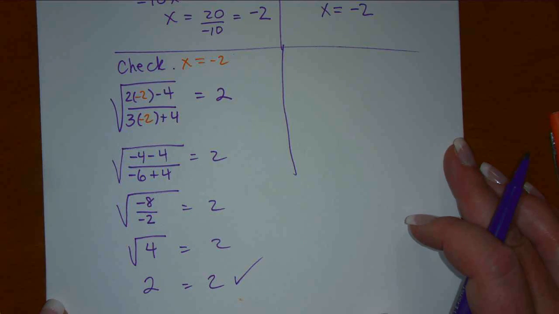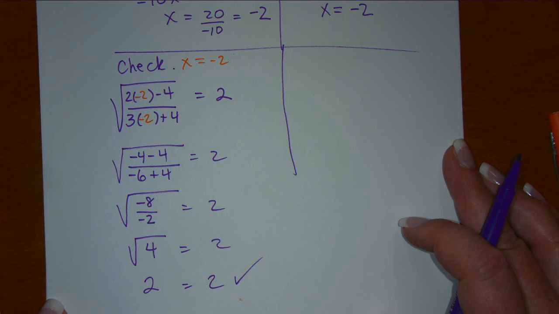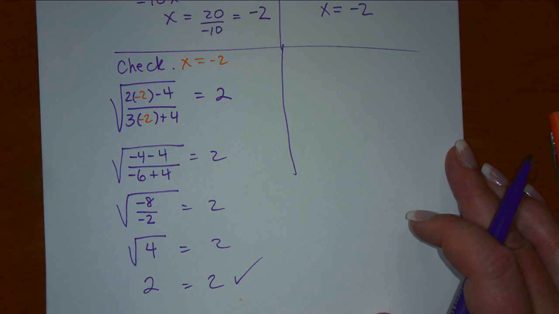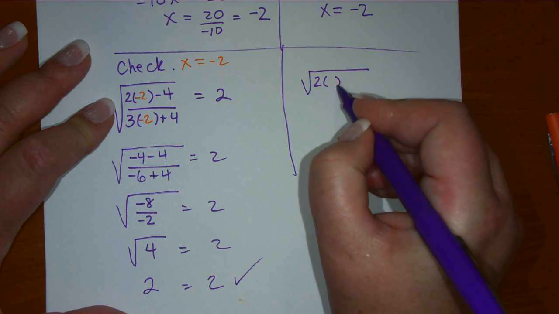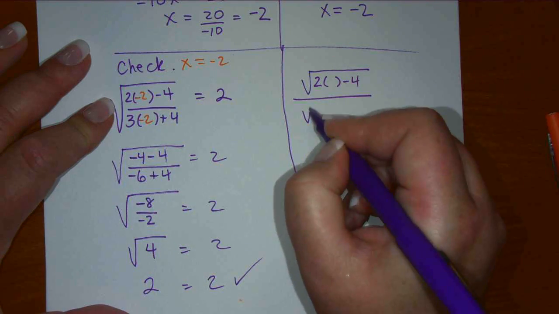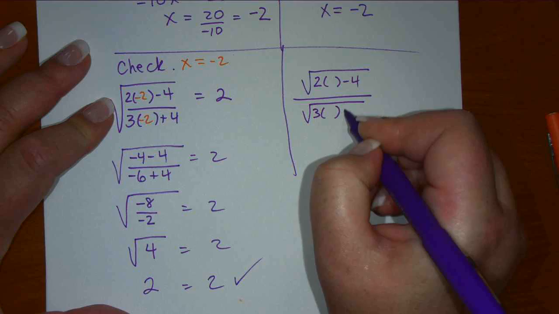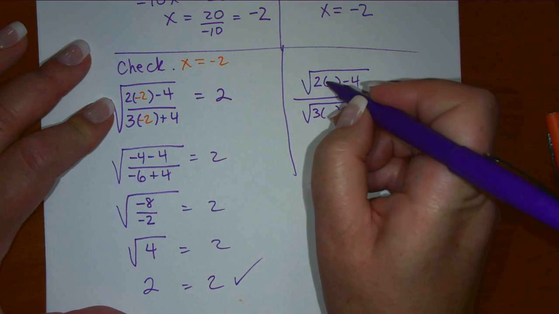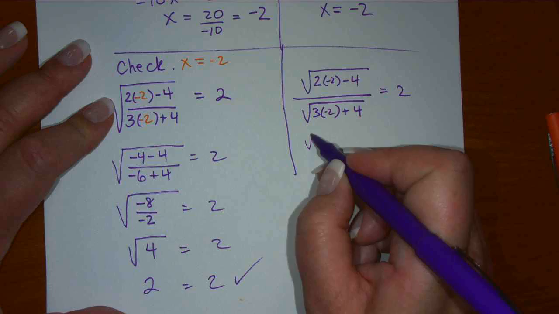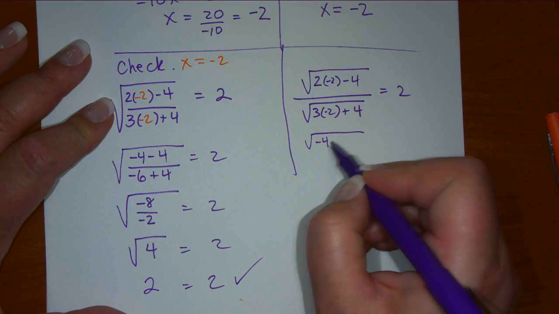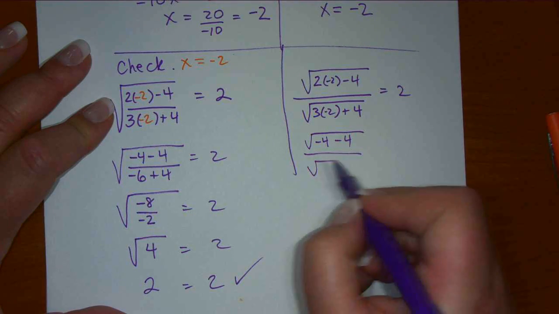So why is the other one not going to work? There's going to be a negative under both square roots because the second one started this way. And when we put the -2 in, on the top we're going to have -4 minus 4, and on the bottom -6 plus 2.